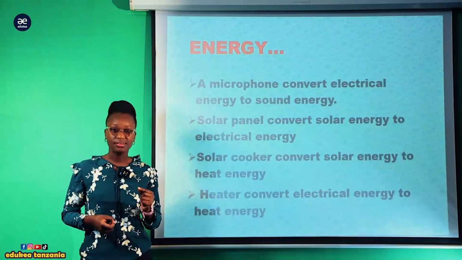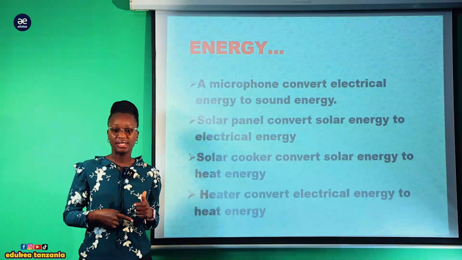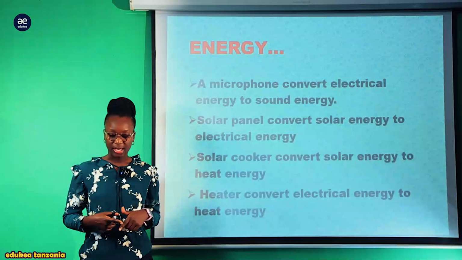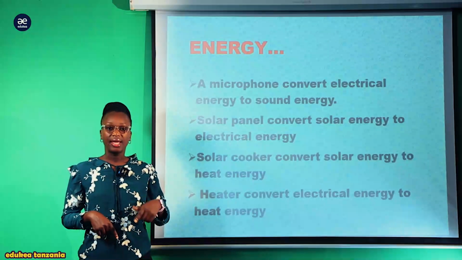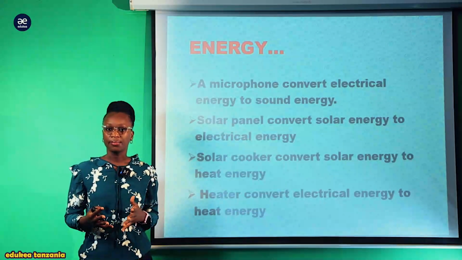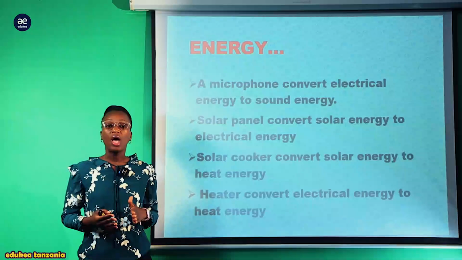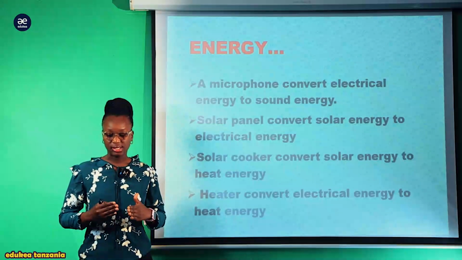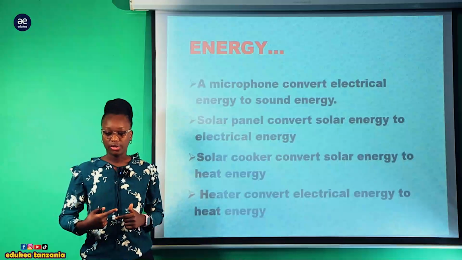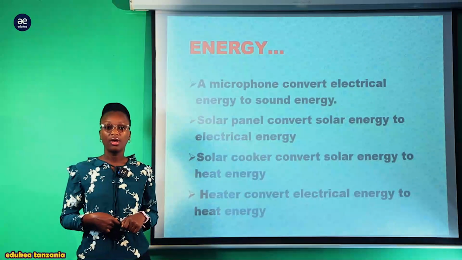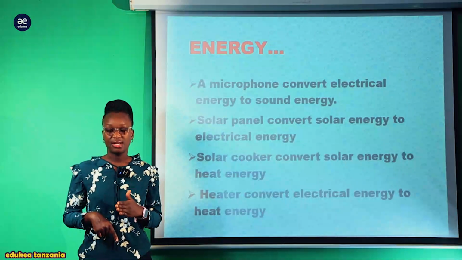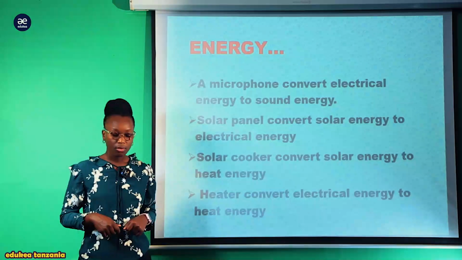So you can see that the microphone is connected to electricity. Once it is connected to the electricity, it converts that electricity, and then we hear sound. That is the transformation of energy. So energy was used as electricity or electrical energy, but we hear the sound energy. So the sound energy has been transferred, changed.